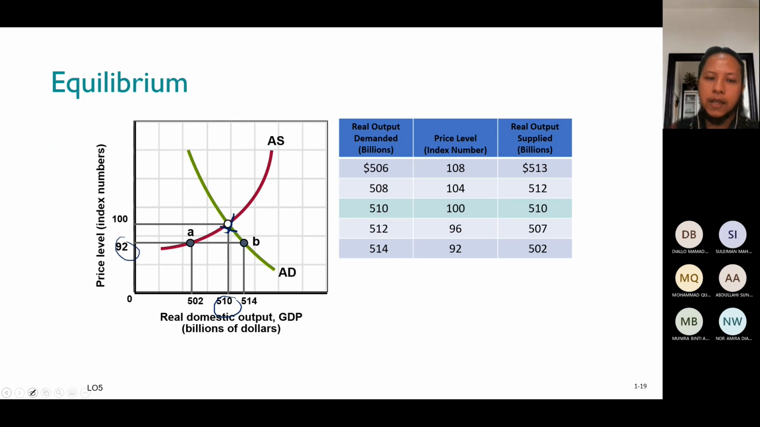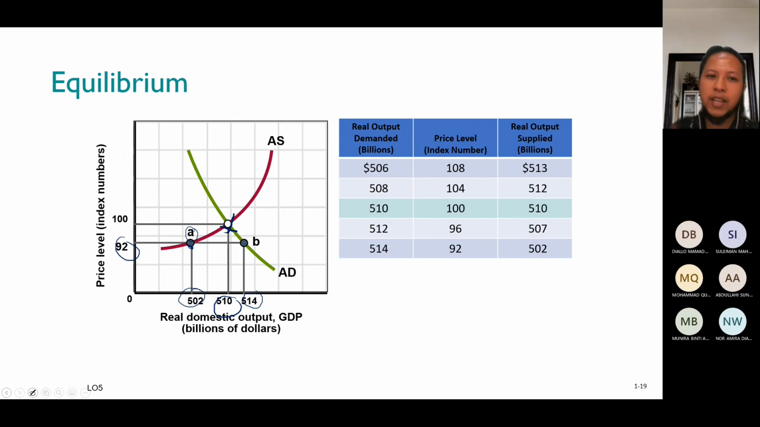In this case at point A, in the economy, supply is 502, but the demand is 514. So now people are demanding more, but the supply is not enough. When this happens, usually prices will increase.